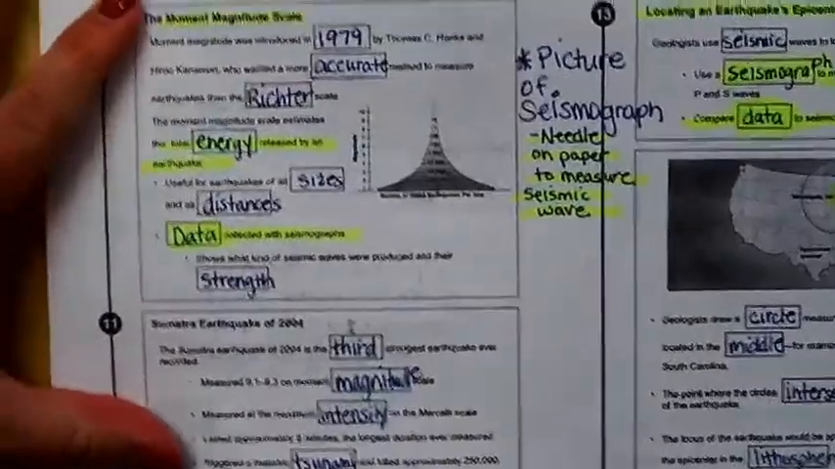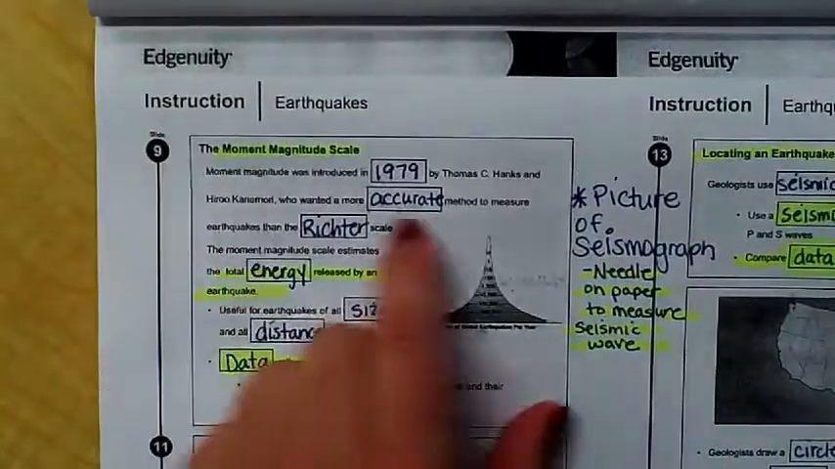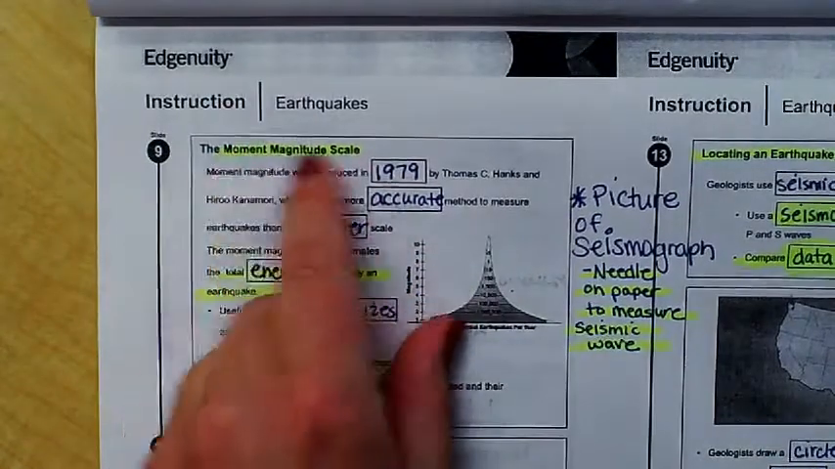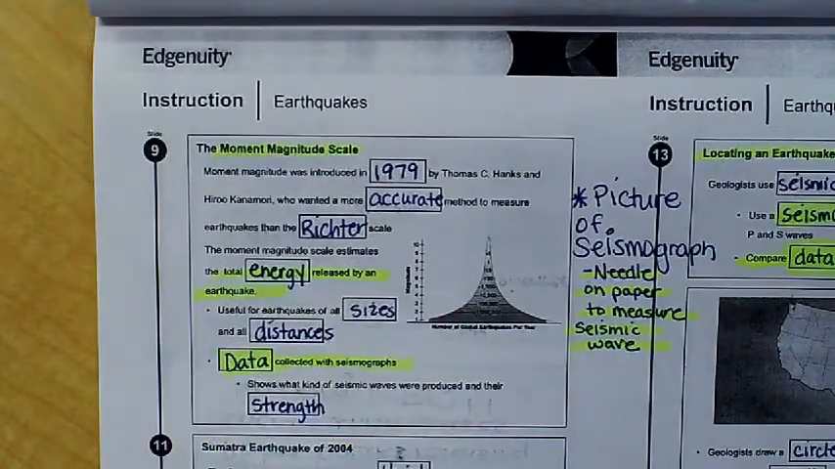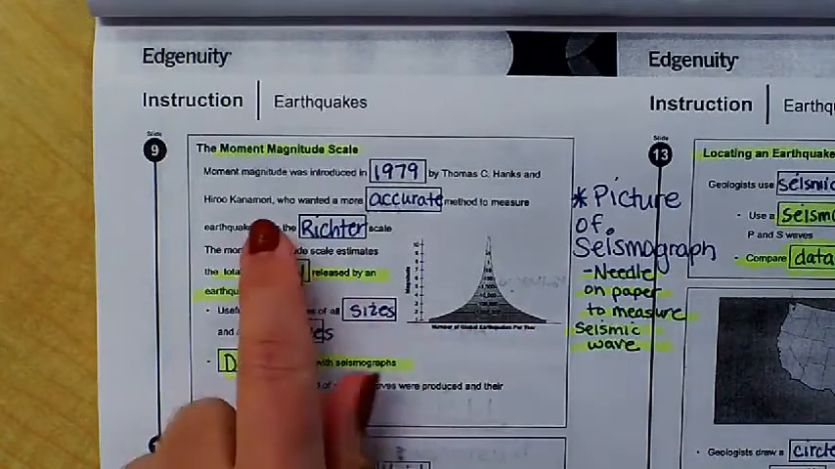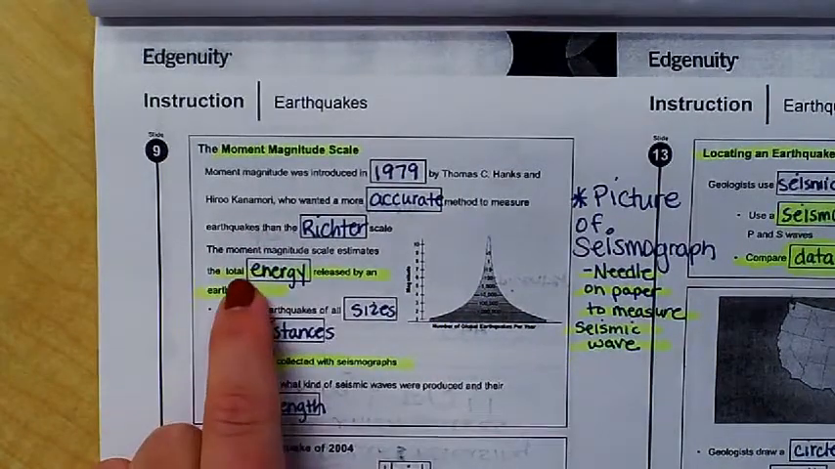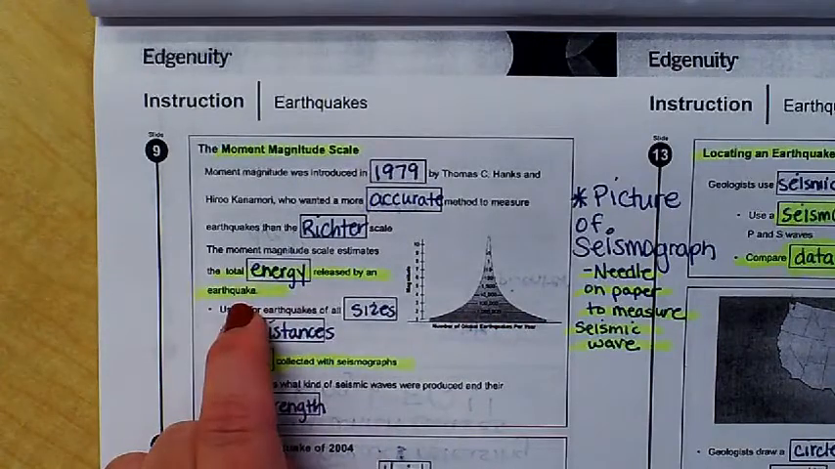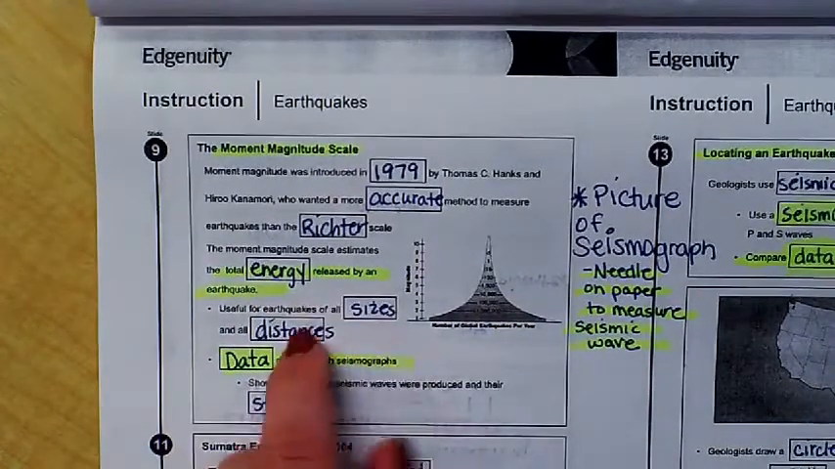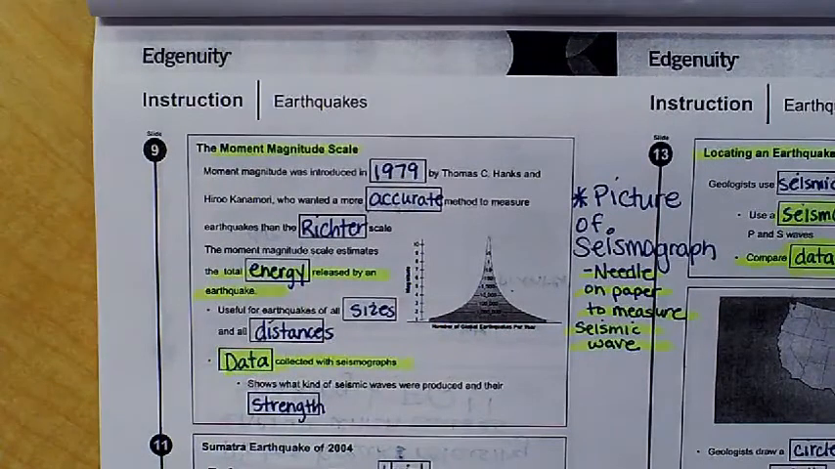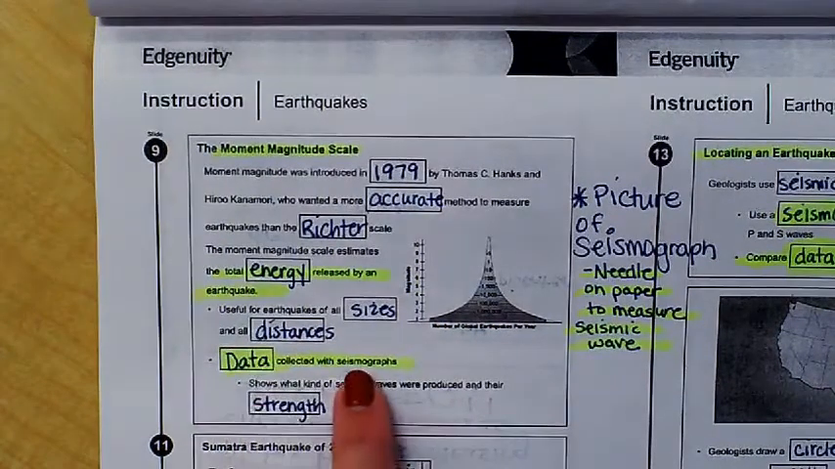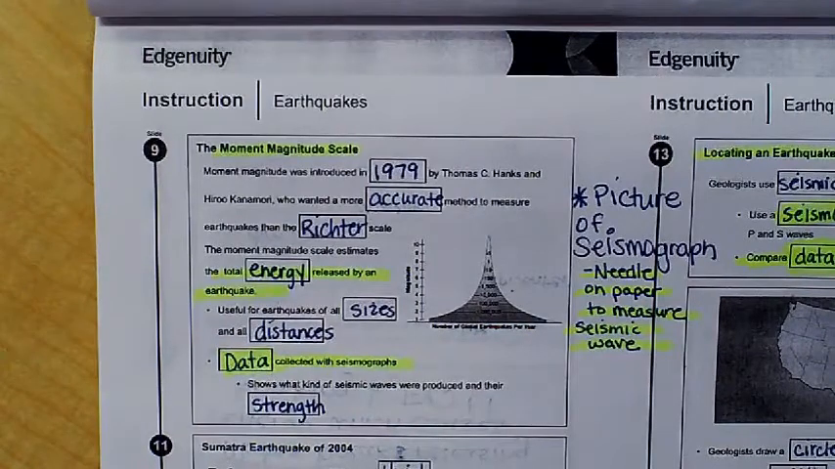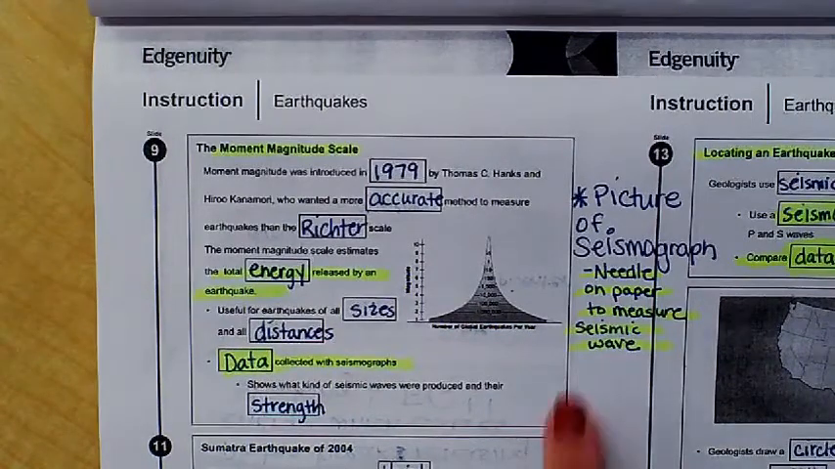The newest scale that we have, which was developed back in 1979, is the moment magnitude scale. They wanted a more accurate measurement than the Richter scale. So the moment magnitude actually measures the total energy released by an earthquake, and it's useful for all sizes and distances. We use data collected at seismographs to measure the magnitude of the earthquake.